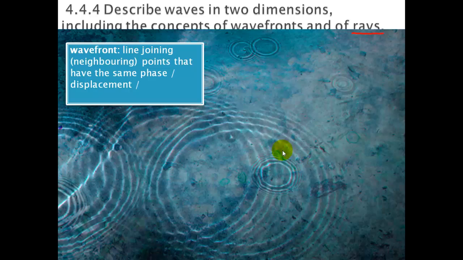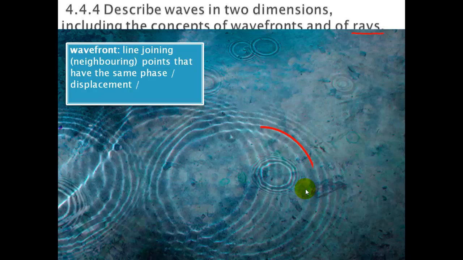A wavefront is a line which joins neighbouring points that have the same phase or the same displacement. So this is all the same displacement, and they have to be neighbouring. This one neighbours this one. This is a wavelength away from that. So this would be a wave front, for example.